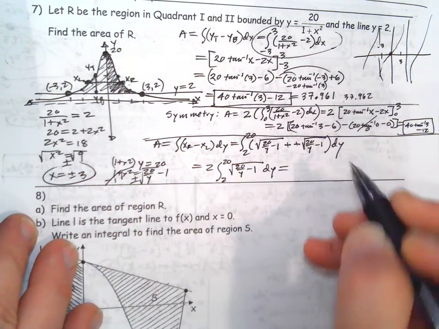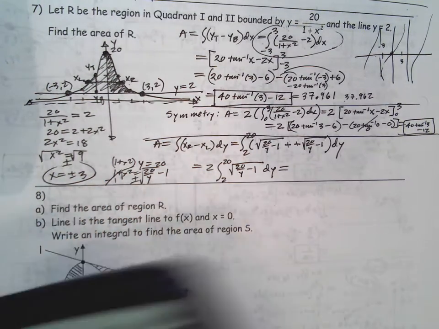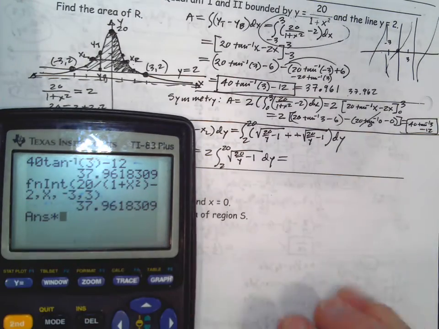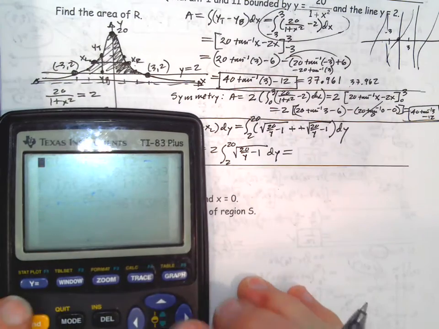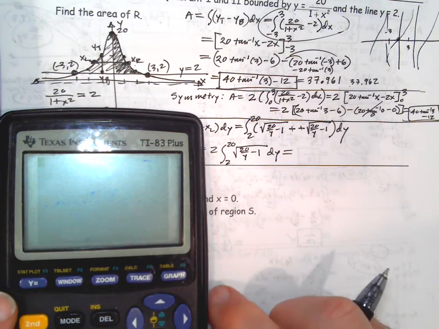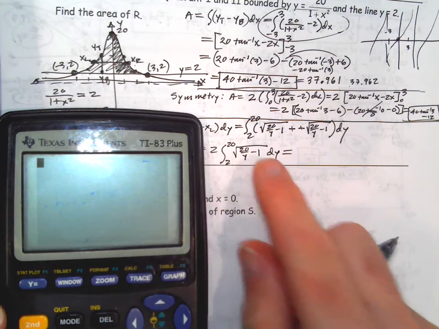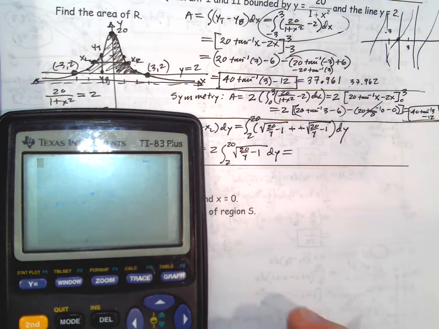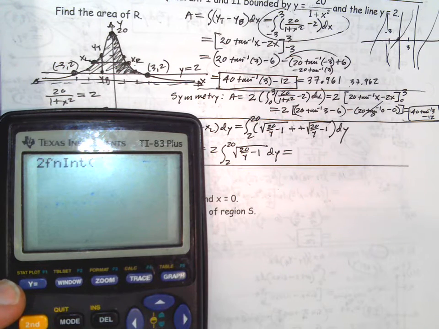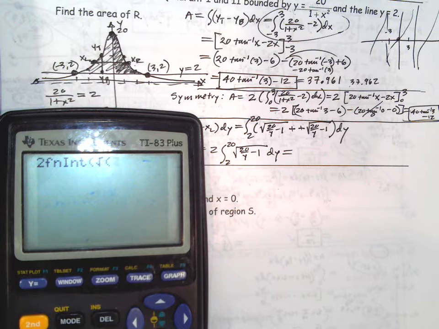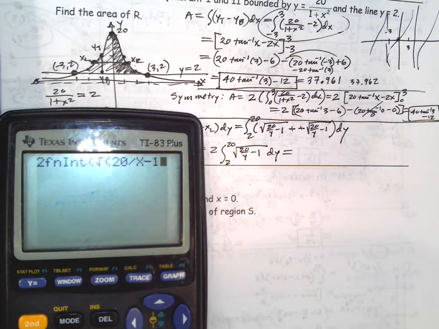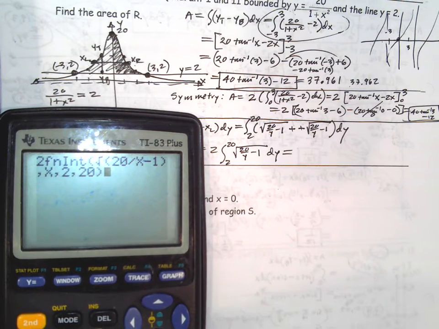Let's try it in our calculator and see what it gives us. Now in our calculator, we're going to put x's wherever the y's are, because that's just the way our calculators work. We can only put x variables in. It doesn't really matter if these are all x's or a's or whatever. It should all come out the same. So we're going to do 2 times math 9 square root of 20 divided by x minus 1, close the square root, comma x, comma 2, comma 20.